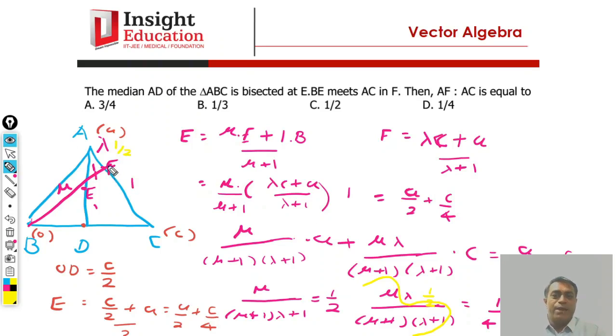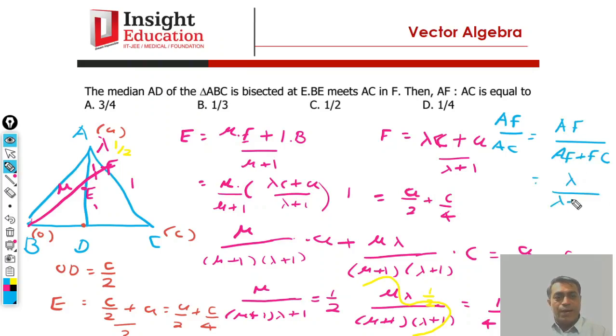So now I want to find AF and FC. So I can write AF upon AC, that is equal to AF upon AF plus FC. So AF is lambda, FC is 1. So 1 by 2 upon 1 by 2 plus 1, which is 3 by 2. Okay, so answer is 1 upon 3.